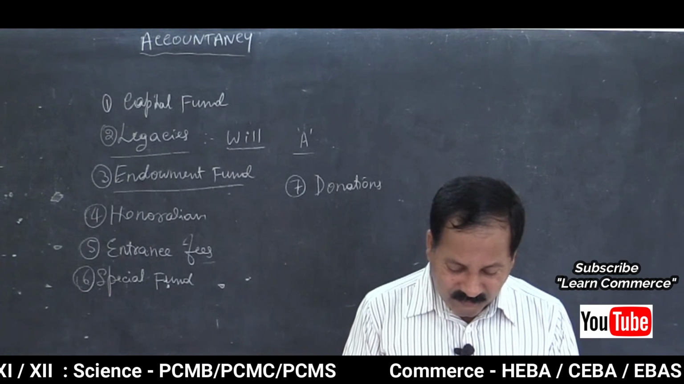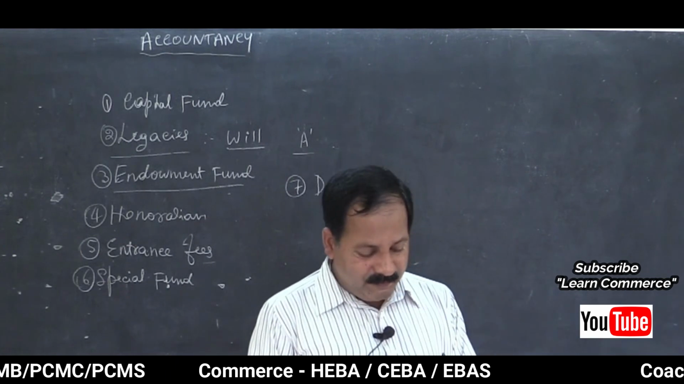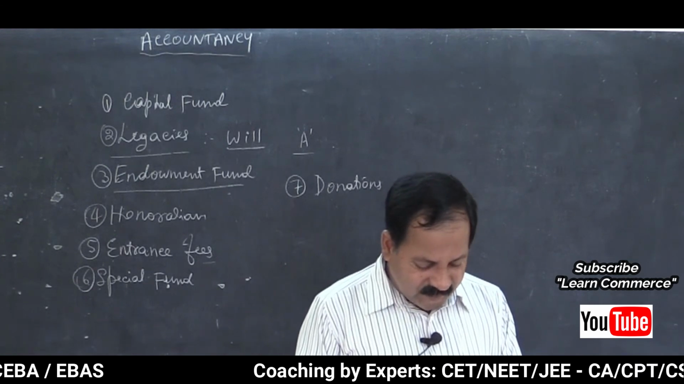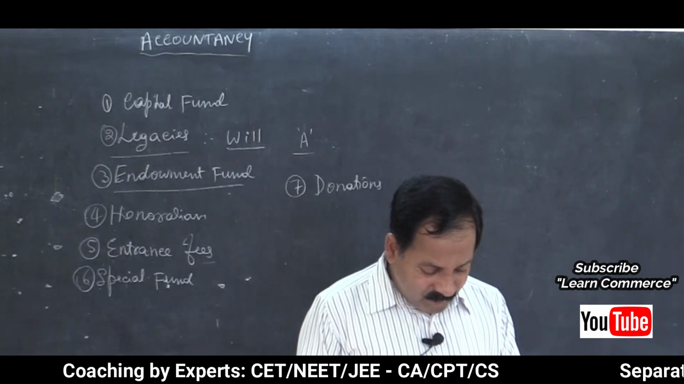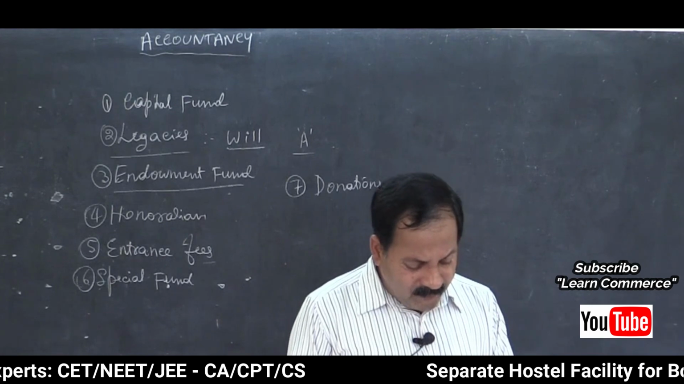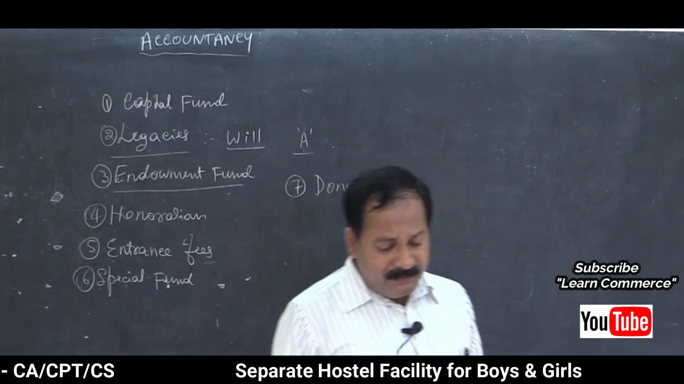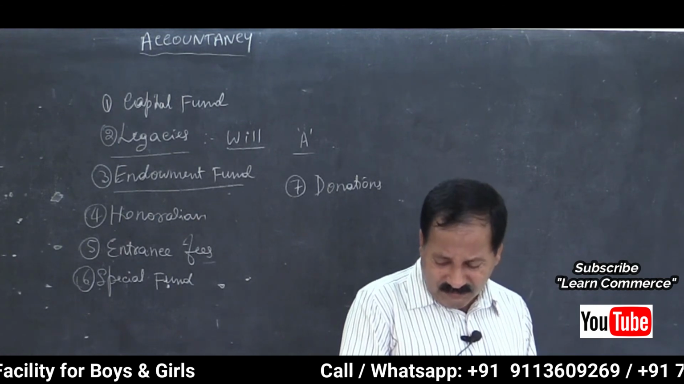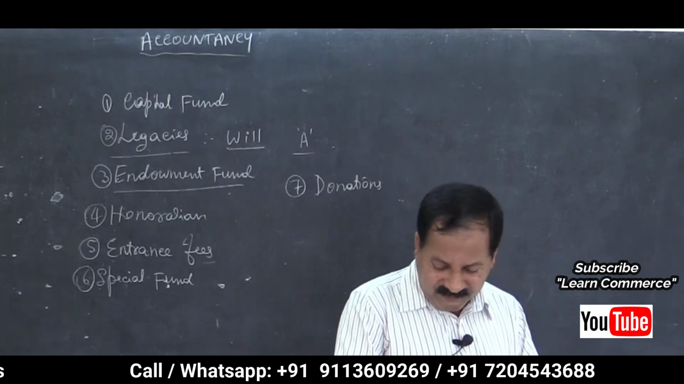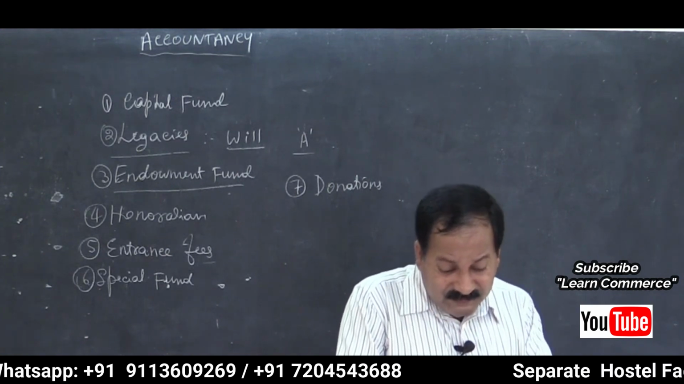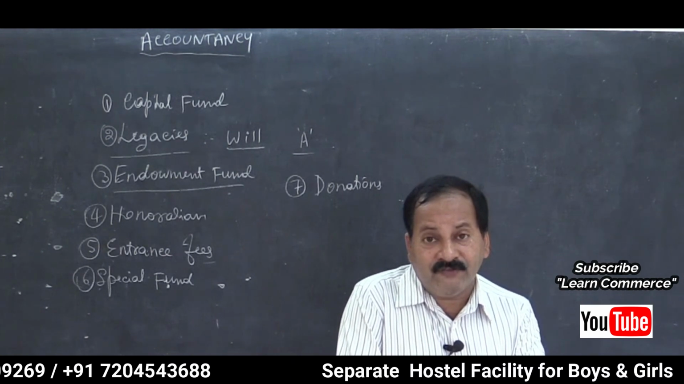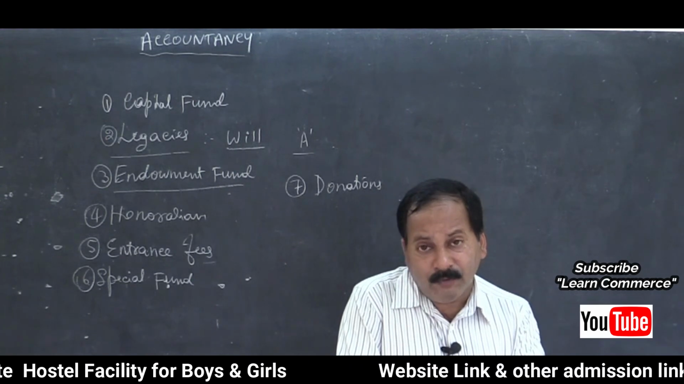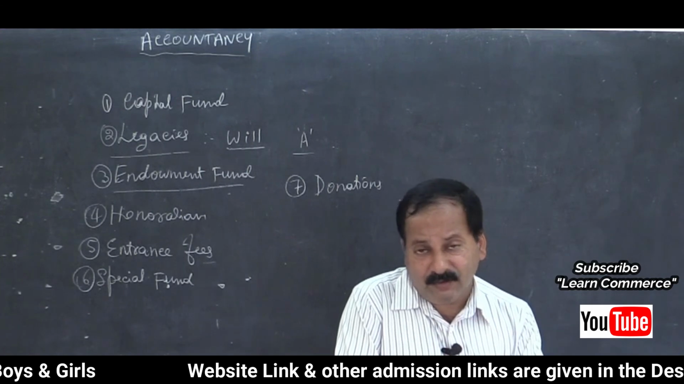So this is about the different items that are treated in not-for-profit organizations. In the next class, I will send you solved problems related to classifying the following into capital and revenue. For that, explanation is not required. You will come to know by seeing the items, because this is a practical oriented question, friends. Remember, this is a practical oriented question. In the board exam, they will ask you one question on this for 5 marks.